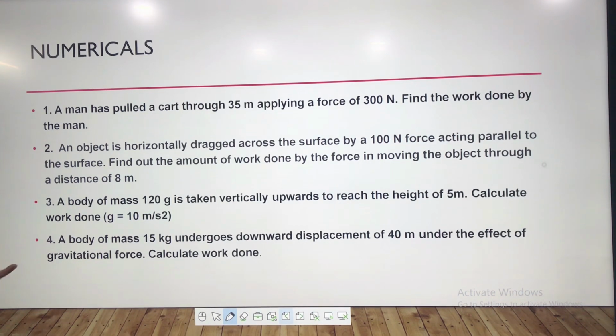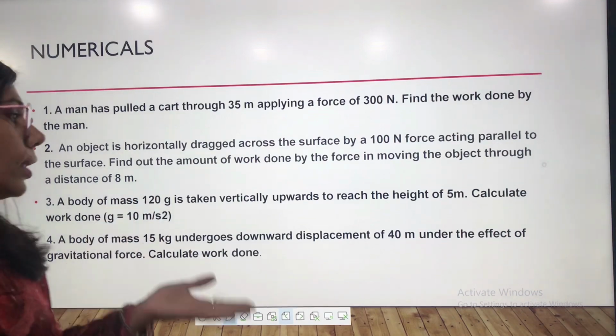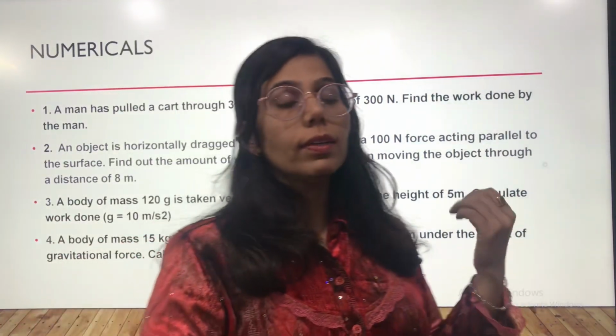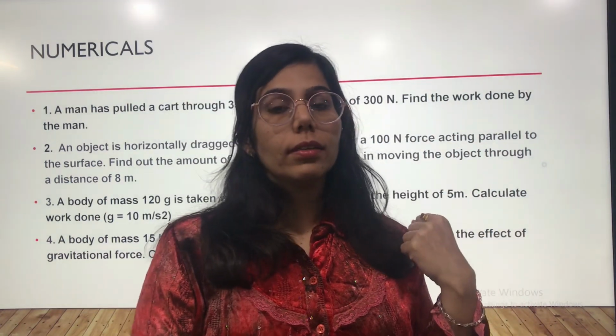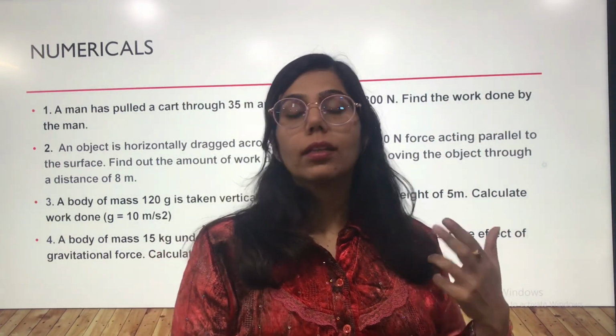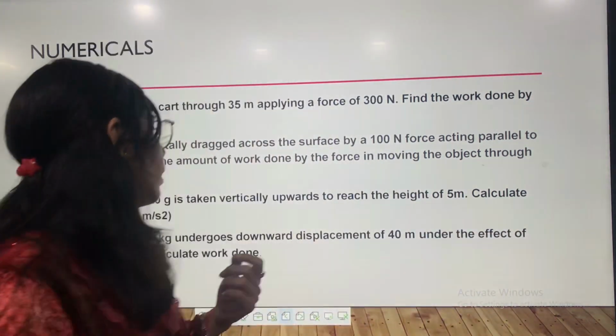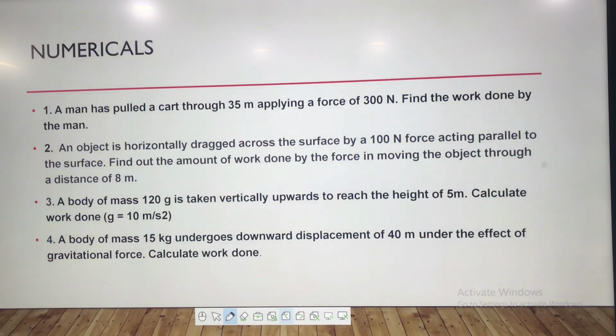So here what is given? A body of mass that is given 120 gram, and it is taken vertically upwards, that is, we are working against the gravity. So we will take acceleration due to gravity here as negative, that is, we will take the value as minus 10 meter per second square. And here 120 gram is given, we will convert it into kilogram to make the whole numerical in SI form. So let us proceed with it.